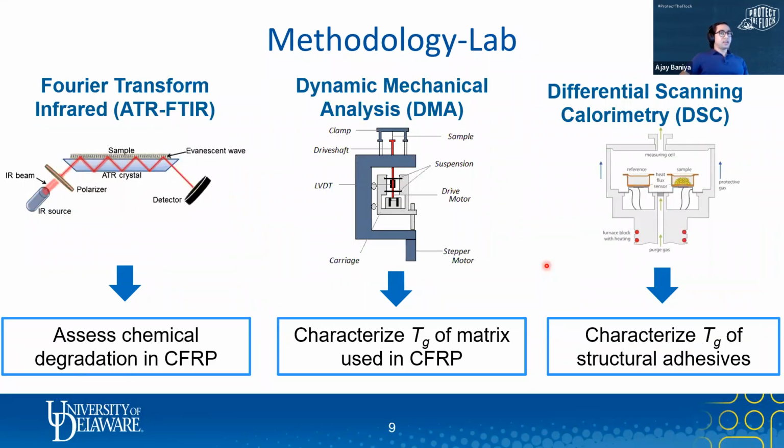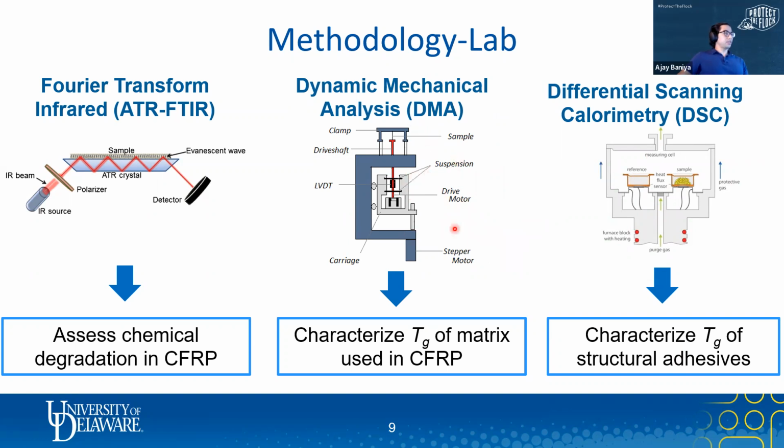We ran additional tests in the laboratory to understand the degradation of the CFRP composites at the micro level. We started with a spectroscopy test to assess the chemical degradation in CFRP. Similarly, we also ran dynamic mechanical analysis, DMA, and differential scanning calorimetry, DSC, to determine the glass transition temperature of the matrix of the CFRP and the structural adhesive. All these tests were run on both control and field samples, except for the DSC, because we did not have a control sample. So we only had to run the other samples.